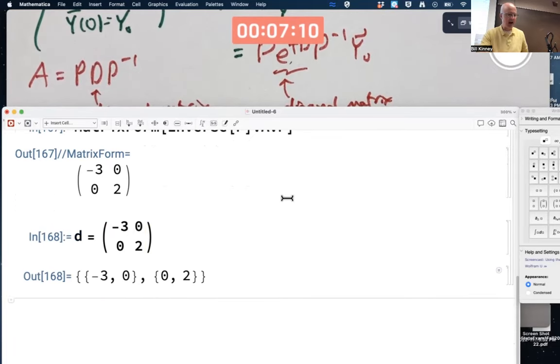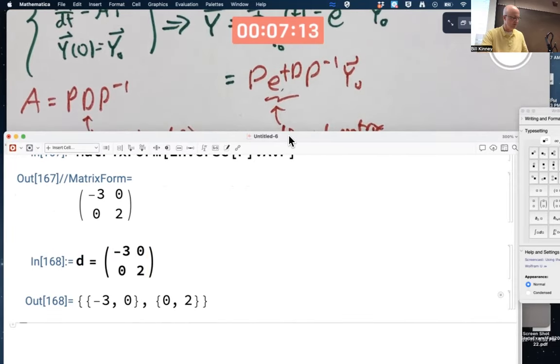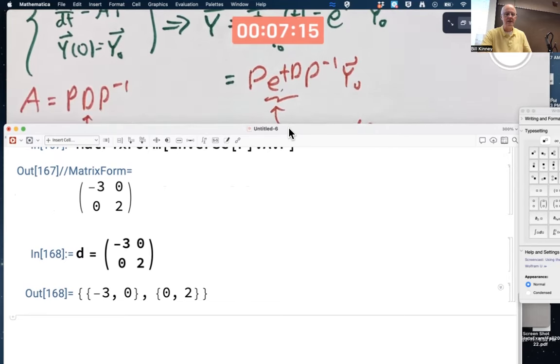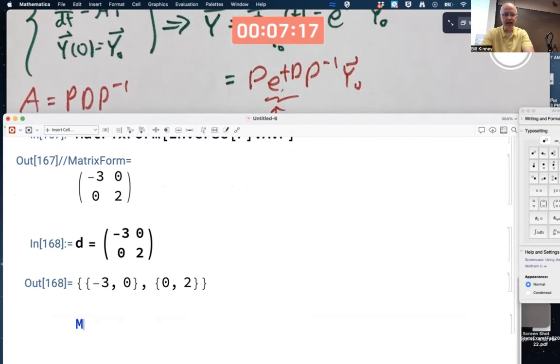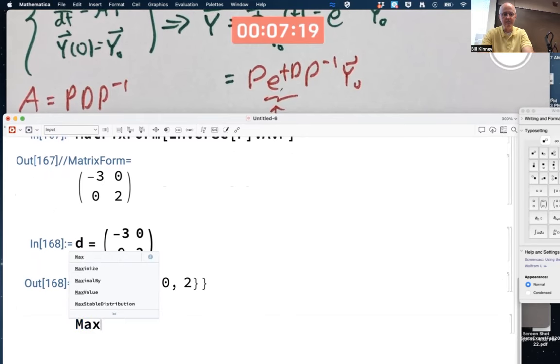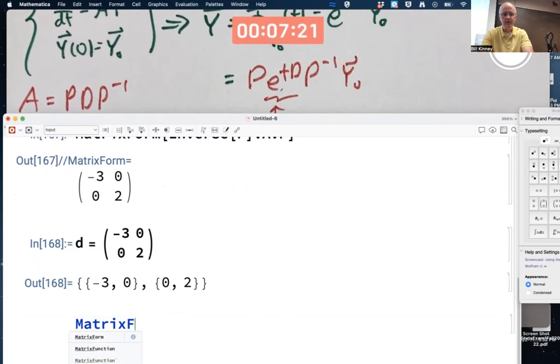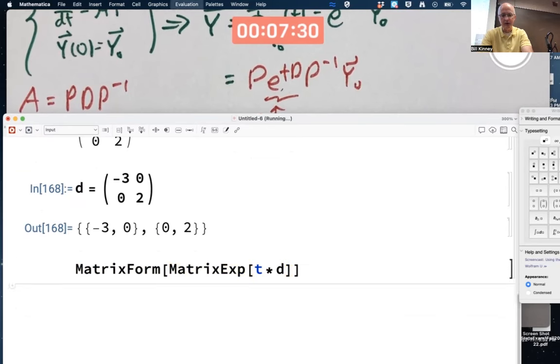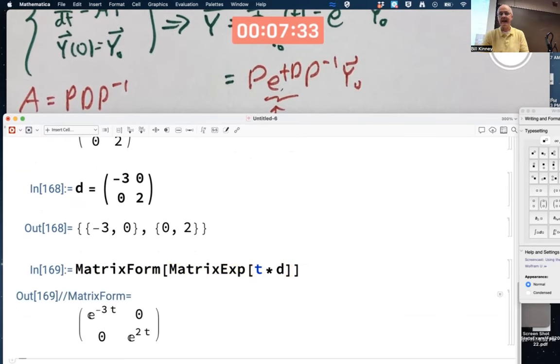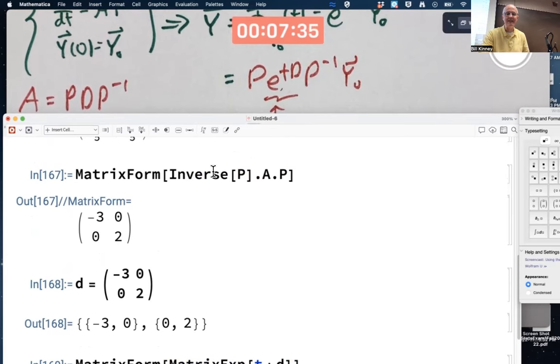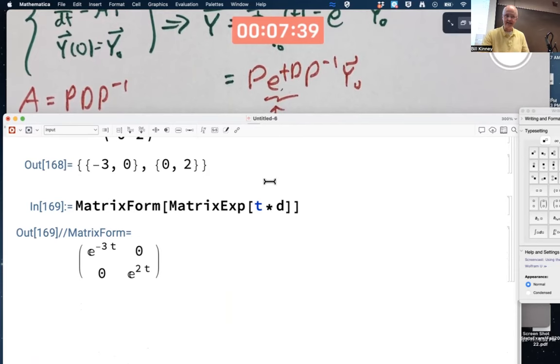All right, now I'm ready to actually use this formula right here. And you might want to confirm the matrix exponential of D at first as well. MatrixExp of t times d. I put a star in there for t times d because t is a scalar. I have to put a dot for matrix multiplication, a period. Yeah, there it is. That's e to the td, I should say.